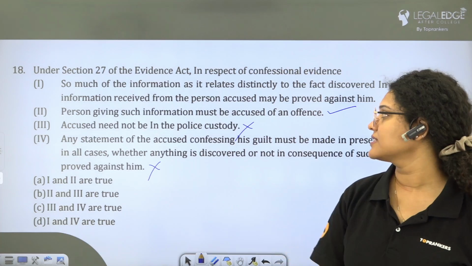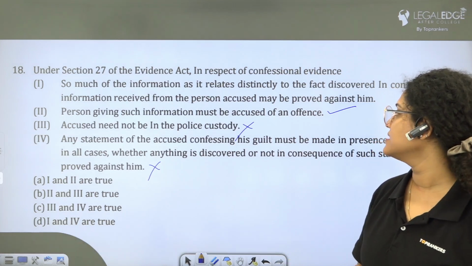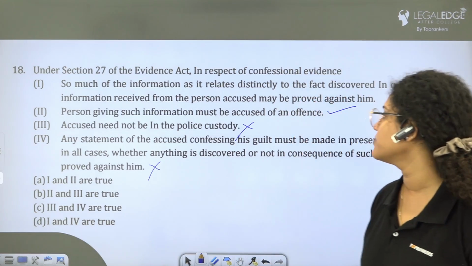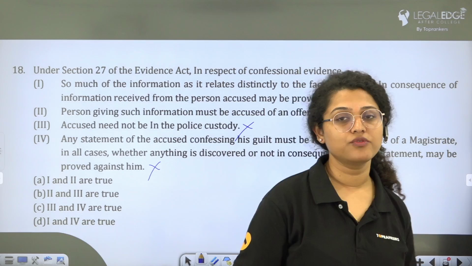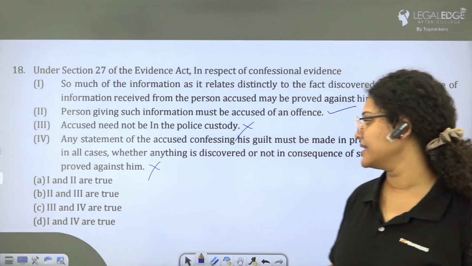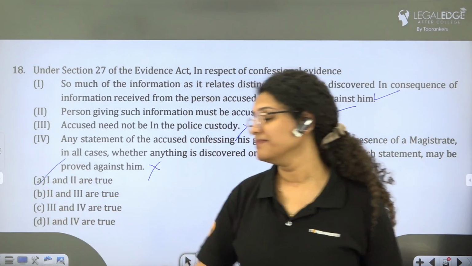And first क्या है? So much of the information as it relates distinctly to the fact discovered in consequence of information received from the person accused may be proved against him. So this is also correct. So 1 and 2 are correct. So your answer will be option number A. ठीक.